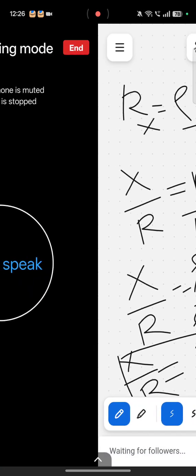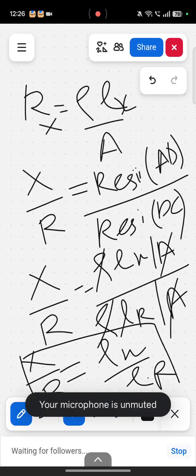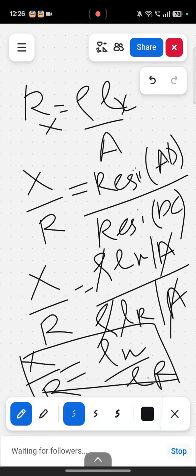So this way you can derive the relation to calculate the unknown resistance: X is equal to R Lx by Lr. Simple derivation. So if you get this question in 3 marks, you have to draw the circuit diagram, explain the principle, that is Wheatstone's principle, then explain the construction, and after that you have to derive this formula.